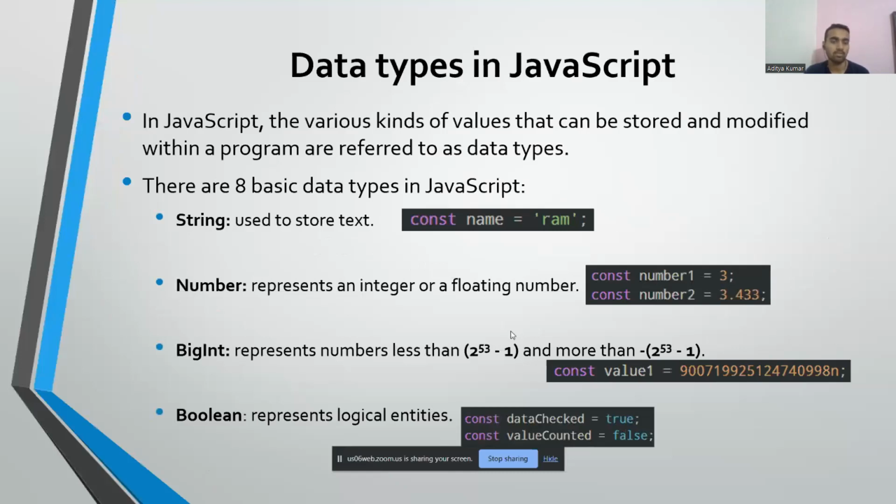First is string, which is used to store textual data. It can be stored using single quotes or double quotes, as given by the example. The next data type is number, which is used to store an integer or floating number. Then we have BigInt, which is used to store a number which is more than 2 raised to the power 53 minus 1 or less than the negative value of 2 raised to the power 53 minus 1. Then we have Boolean, which represents logical entities, that is true or false.